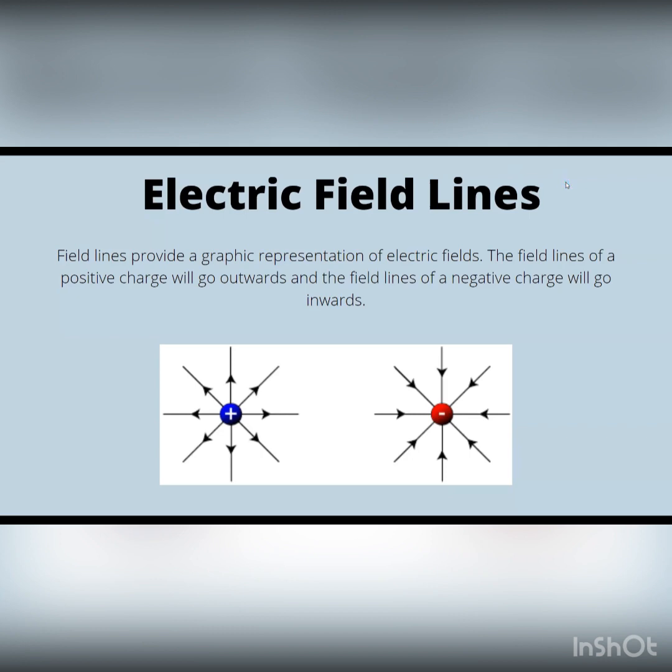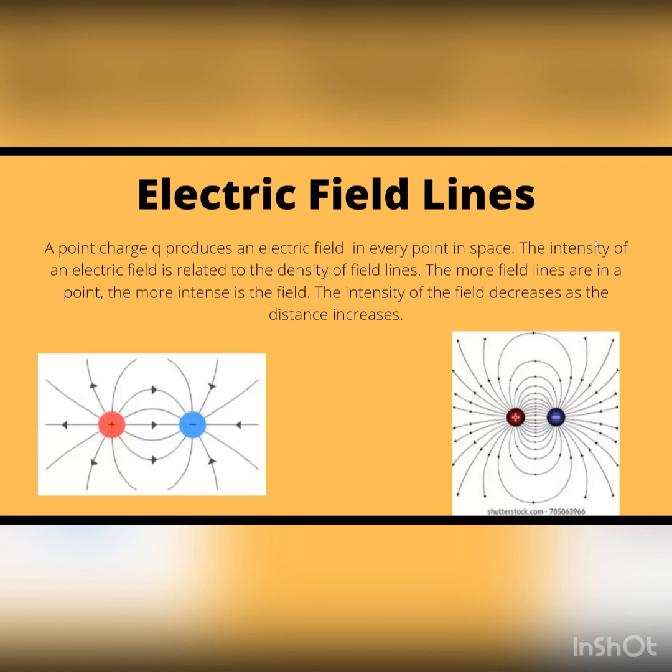Now, what are the electric field lines? Field lines provide a graphic representation of electric fields. The field lines of a positive charge will go outwards, and the field lines of a negative charge will go inwards. Now, this is a very important thing you need to understand in order to make the experiment later.